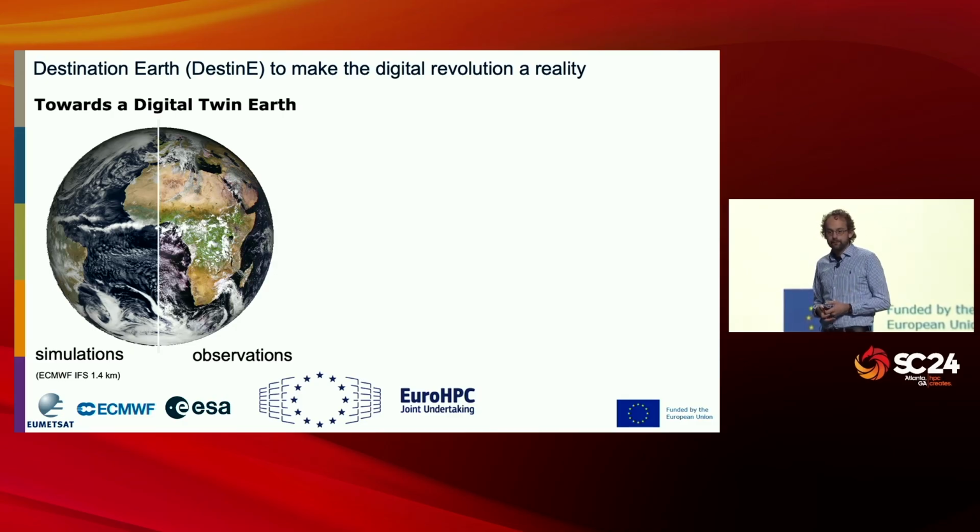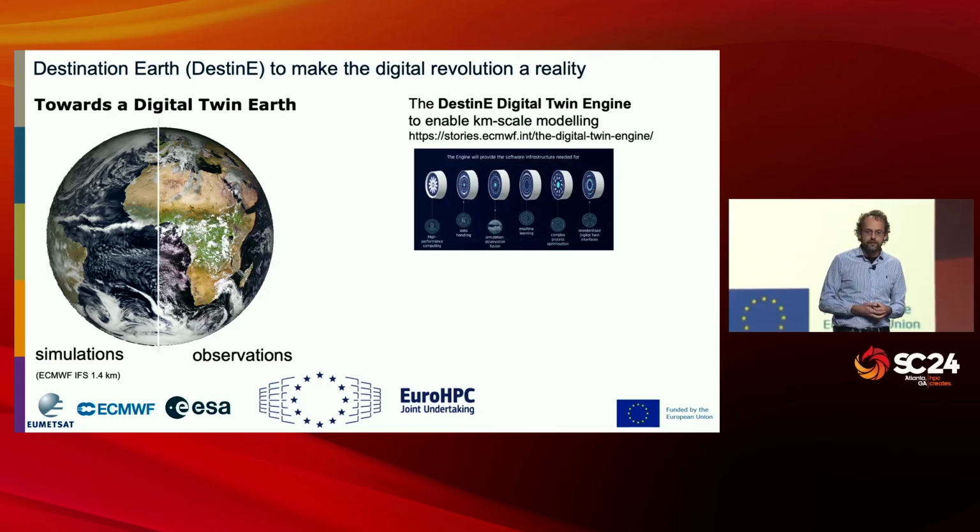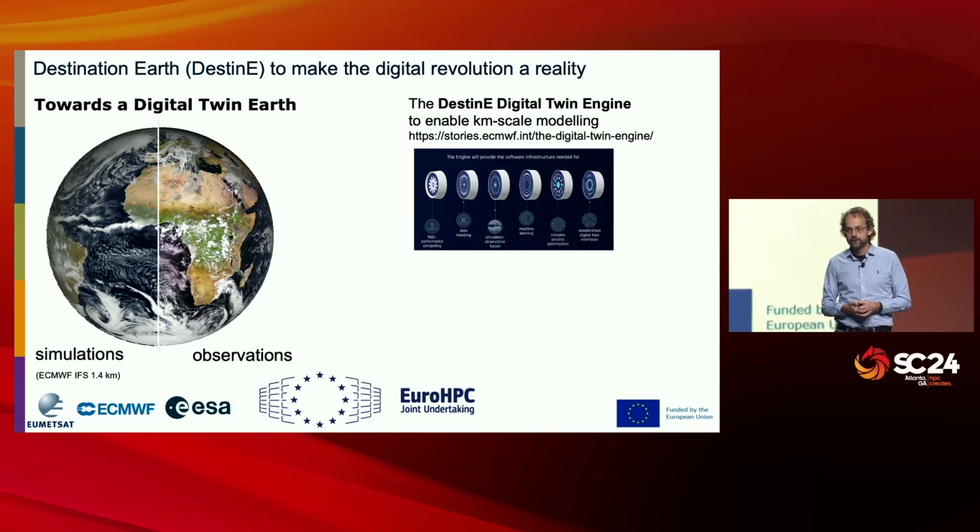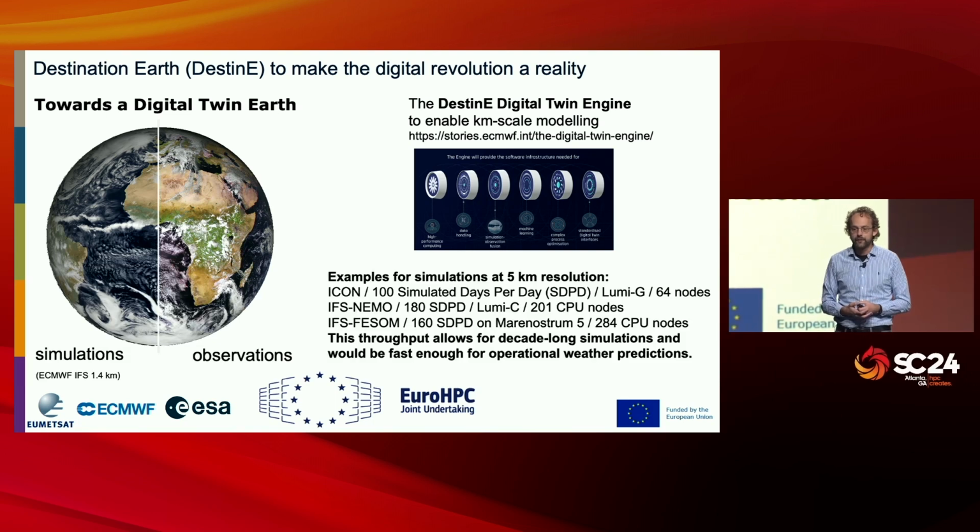And one of the core components of Destination Earth is the so-called Destination Earth digital twin engine. The idea here is that you push those kilometer-scale models to highly efficient methods and run them at scale on the supercomputers. And this also worked out fairly nicely in the sense that we can run these models now.